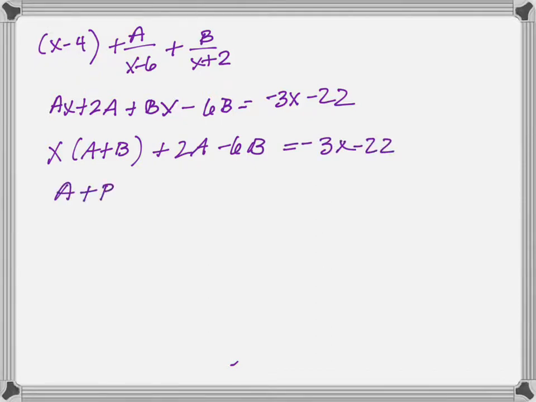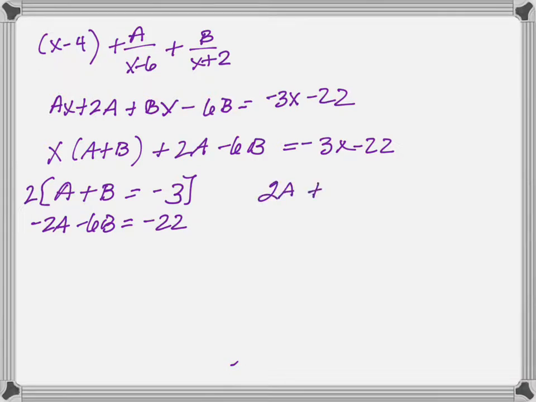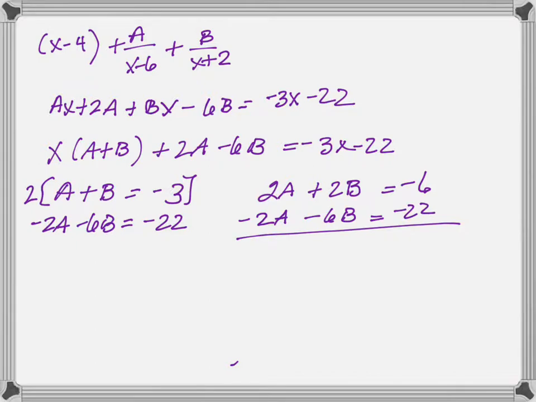So that means a plus b has to equal negative 3, and 2a minus 6b has to equal negative 22. So let's multiply this one and do elimination by 2. So I get 2a plus 2b equals negative 6. And negative 2a minus 6b equals negative 22. And so you would have, you're adding, negative 4b equals negative 28. So b is equal to 7. That's not right. Hang on a minute.